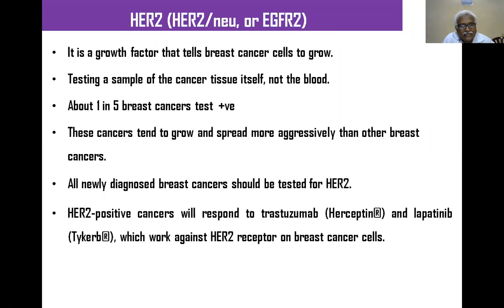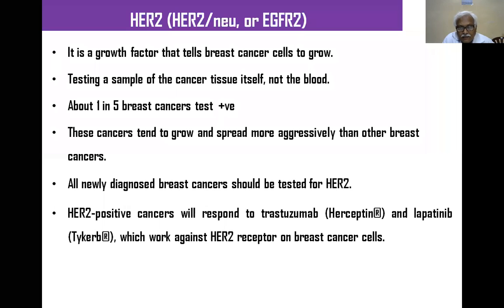About 1 in 5 breast cancers are HER2 positive, and these cancers tend to grow and spread more aggressively than other breast cancers. All newly diagnosed breast cancers should be tested for HER2. HER2 positive cancers will respond to trastuzumab, known as the Herceptin drug in the market, and lapatinib, marketed as Tykerb. These work against the HER2 receptor of breast cancer cells.